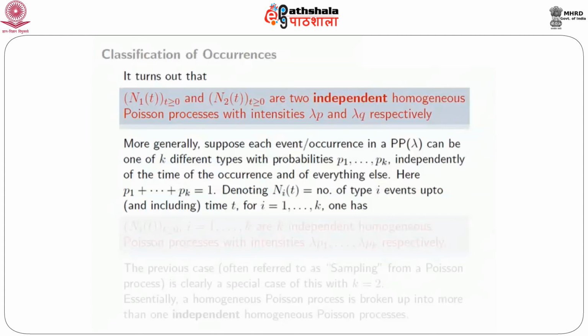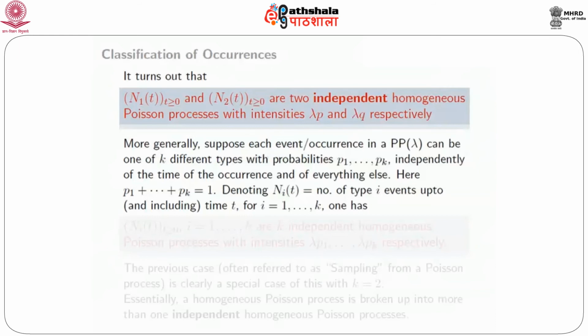But now suppose that each arrival can be one of k different types with probabilities p1, p2, ..., pk independently of the time of the occurrence and of everything else. Here of course p1, p2, ..., pk are probabilities, so they are non-negative numbers which add up to 1. So every arrival has to be one of these k types.